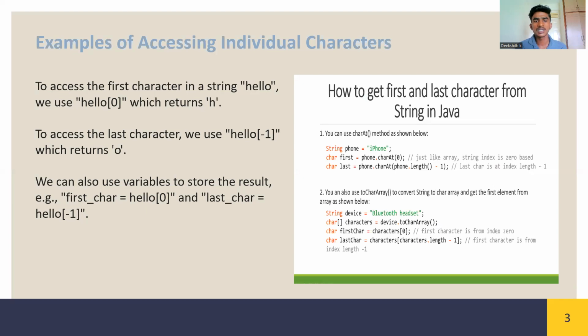To access the first character in the string "hello", we use hello[0], which returns h. To access the last character, we use hello[-1], which returns o. We can also use variables to store the result. Example: first_char = hello[0] and last_char = hello[-1].